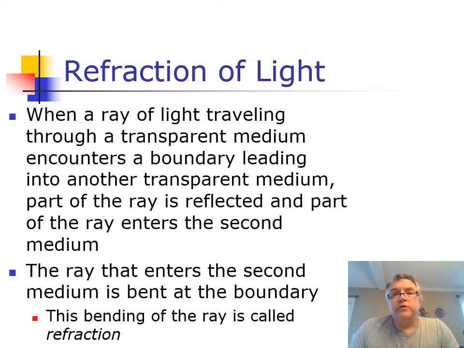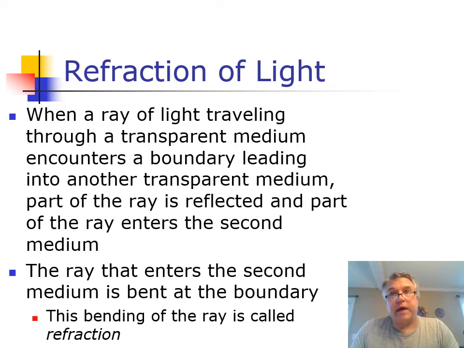If a ray of light is traveling through a transparent medium, again, let's say air, and it strikes a boundary to another medium that is also translucent or that the light can travel through, then part of that ray of light is still going to be bounced back into the first medium, but another part of that ray of light is going to then cross that boundary between the two mediums and travel through that second medium.